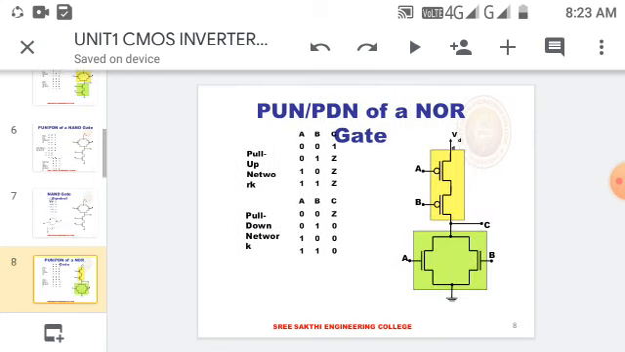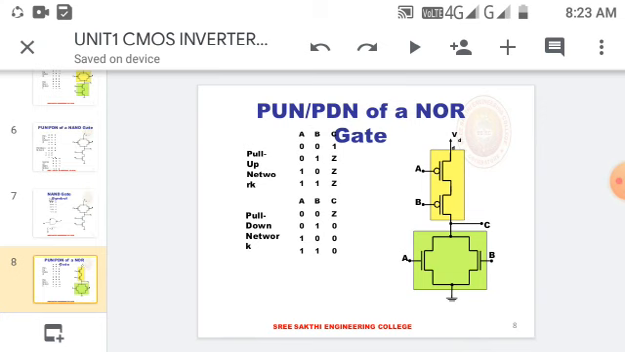Next, similarly, we can design a NOR gate. Just reverse the operation of a NAND gate and you will get a NOR gate. So here in NMOS we are going to connect in parallel and in PMOS we are going to connect in series. The diagram is shown in the figure.